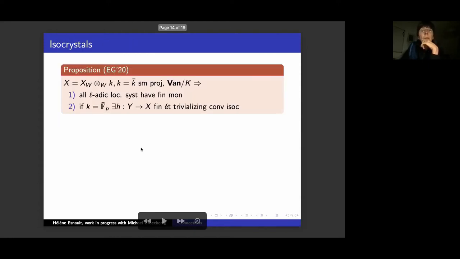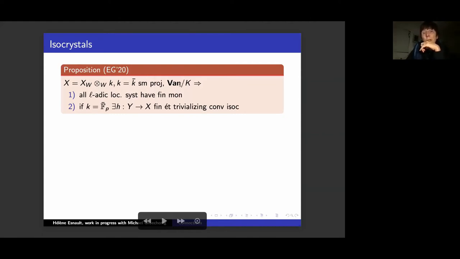So let us go to isocrystals. Now we have a smooth projective variety defined over a characteristic p field, which is algebraically closed for simplicity, and also because it's more general, and assume that the variety lifts to characteristic zero. Here X is a mod p reduction of a smooth projective variety defined over W.